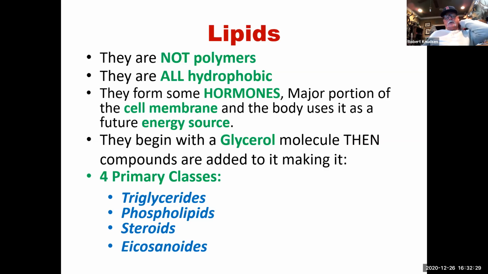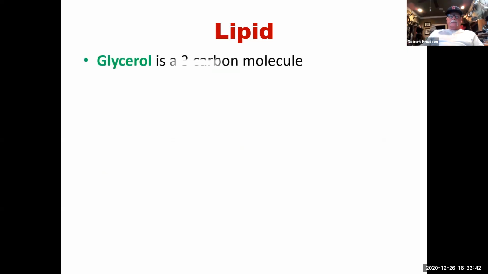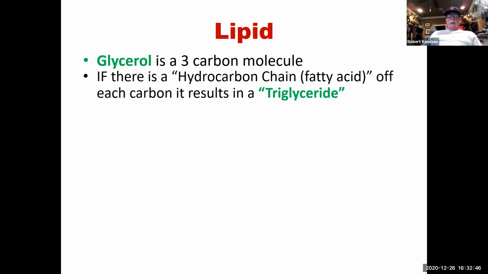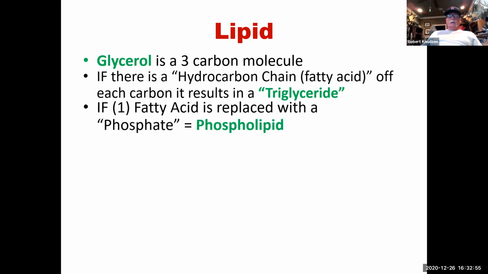And eicosanoids, or they pronounce it two ways, iconosanoids. Eicosanoids. What are those? Well, you're going to find out. They're a classification of lipids. Glycerol, a 3-carbon molecule. If you have 3 fatty acids off each one of the 3 carbons, it's called a triglyceride. If 1 fatty acid is replaced with a phosphate, it's called a phospholipid.